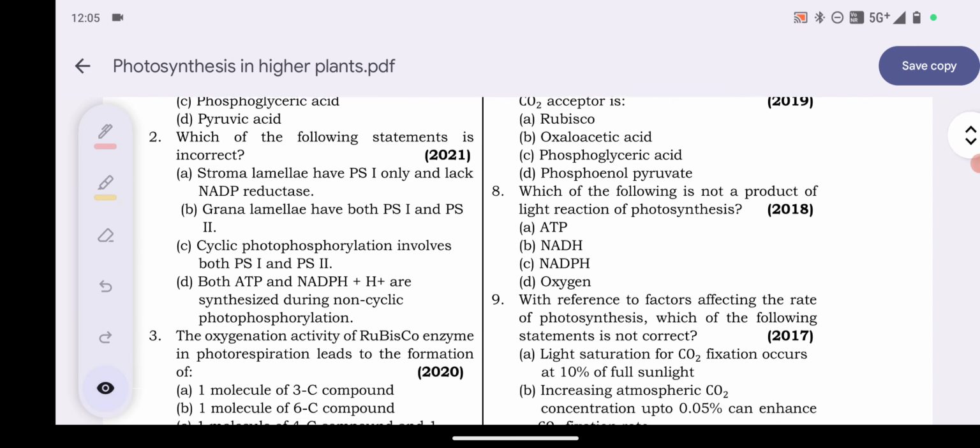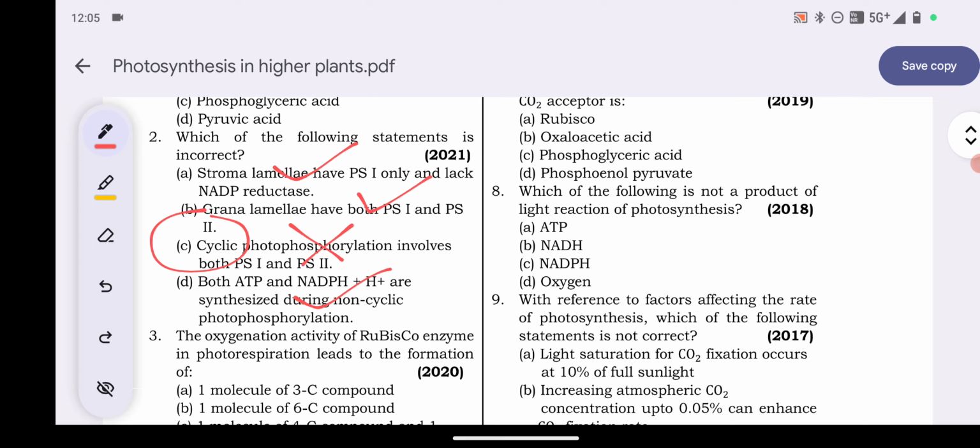Second, which of the following statement is incorrect? गलत कौन सा है? Stroma lamellae have PS1 only and lack NADP reductase. ये तो correct statement है. Grana lamellae has both PS1 and PS2. ये भी correct है, grana में होता है. Cyclic photophosphorylation involves both PS1 and PS2. ये स्टेटमेंट आपका गलत हो गया. Both ATP and NADPH plus are synthesized during non-cyclic photophosphorylation. बिल्कुल सही. So option C is the incorrect one.